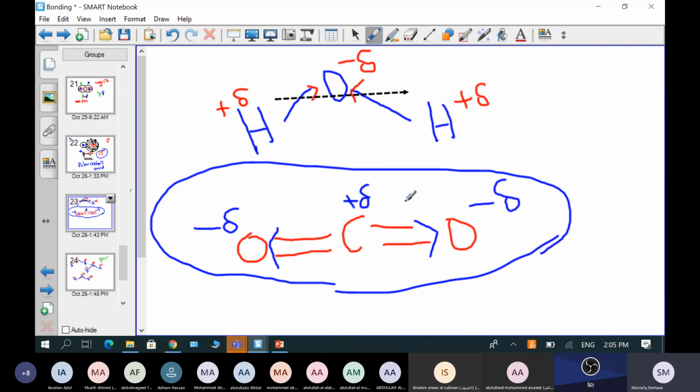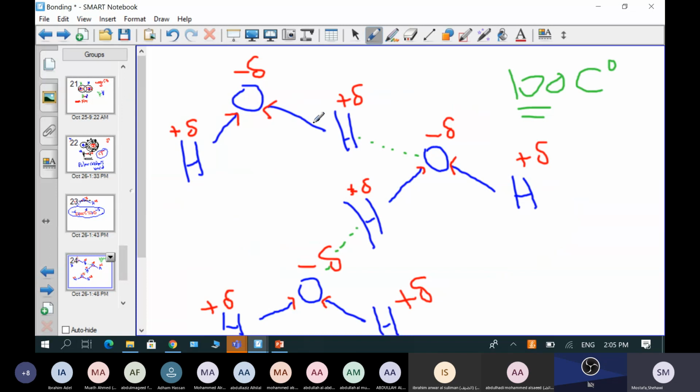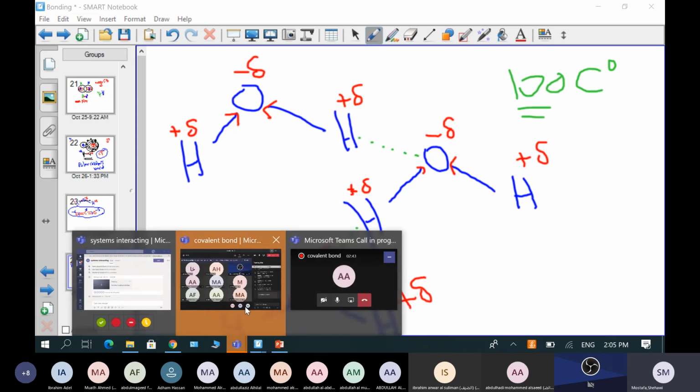So the whole compound of carbon dioxide is non-polar, while the compound of water is polar because the water has a bent shape. And this shape creates the polarity of the water molecule, making a hydrogen bond between the positive part of one water molecule and the negative part of another water molecule. This hydrogen bond increases the boiling point and melting point of water, and it makes water exist as a liquid at room temperature. Okay, guys? Right now I'm going to share with you a quiz about covalent bonds.